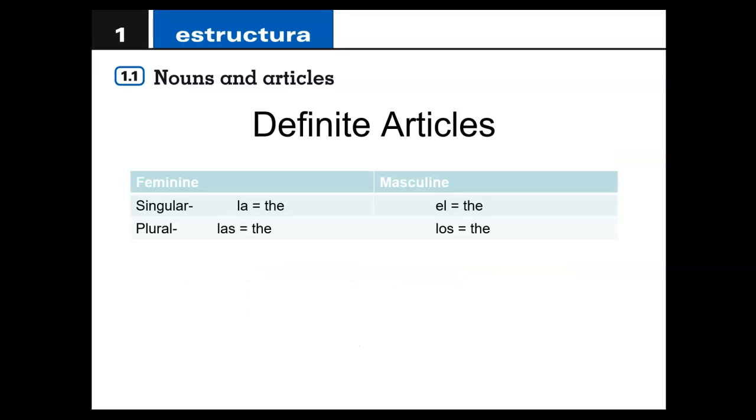So I wrote them down for you to make sure you understood that. If you need to take a picture of that, or write that down separately, then make sure you do so.